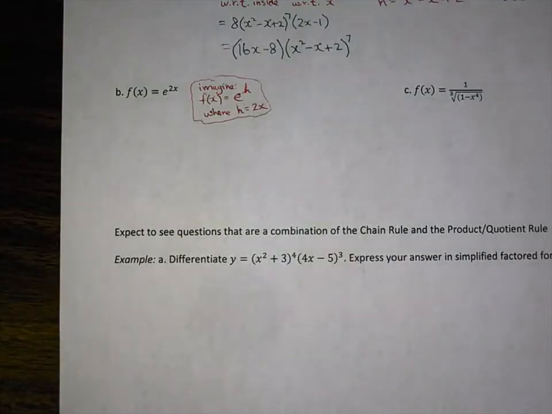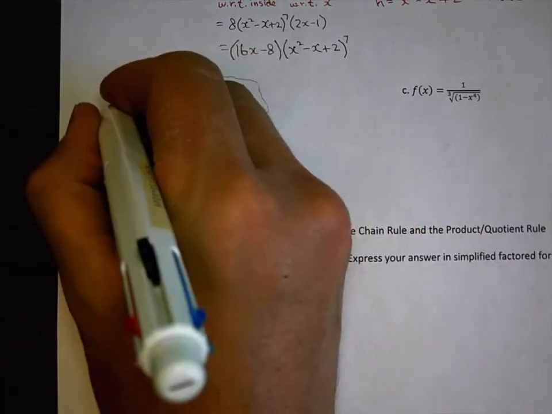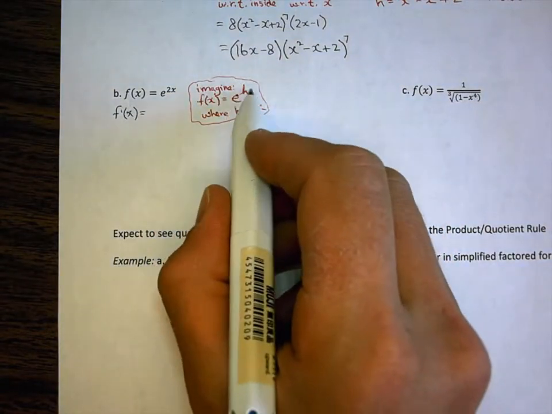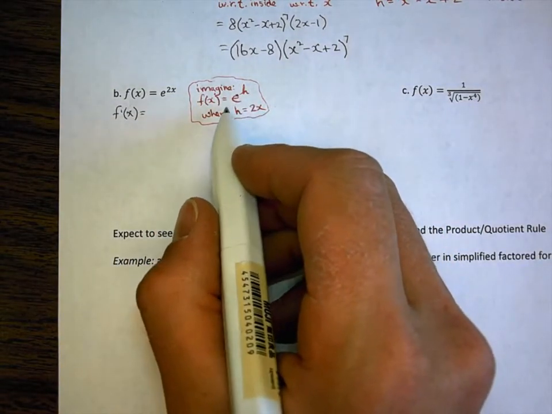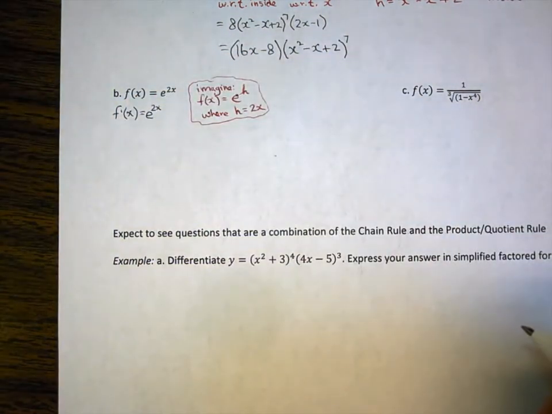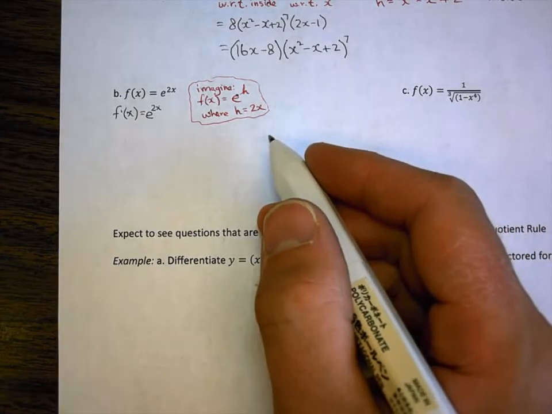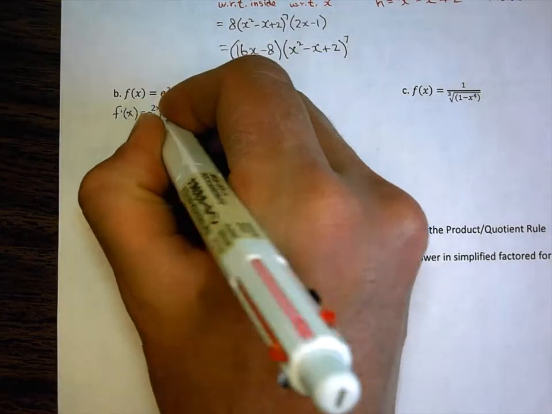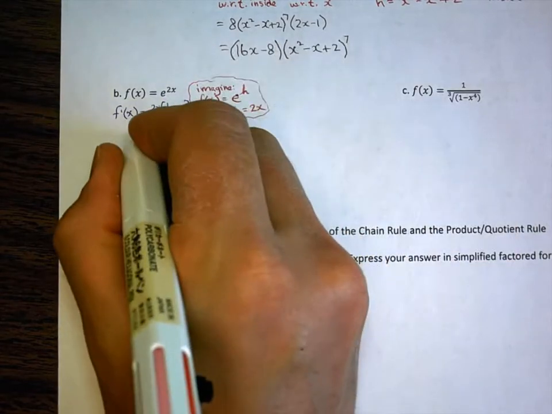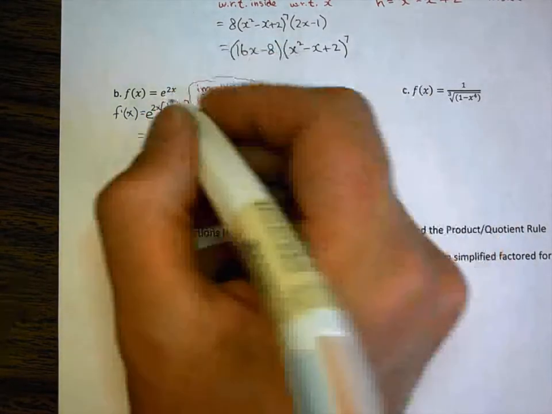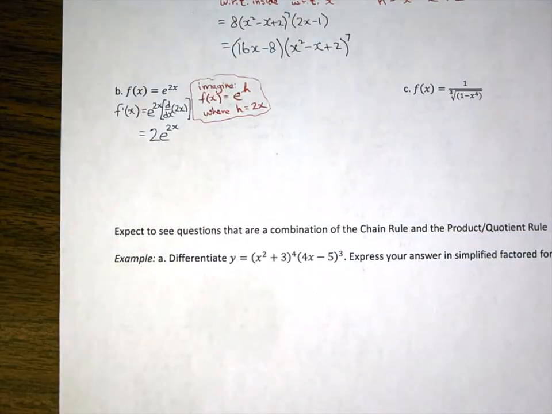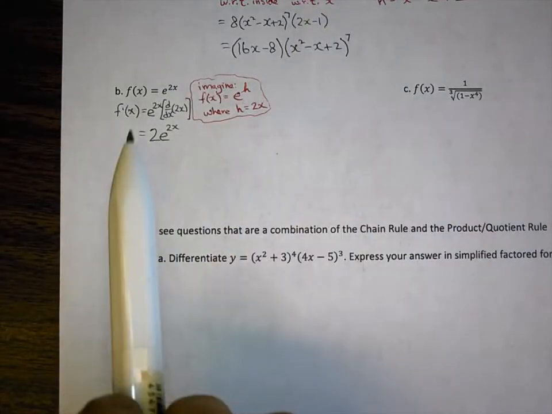So when I find the derivative of this, well, the derivative of e to the something is just e to the something. So it's still going to be e to the 2x. And then I need to multiply it by the derivative of whatever that something is, which is the derivative of 2x. The derivative of 2x is just 2. So I end up with 2e to the 2x. Okay, this is not easy, right? It looks easy, it's not easy.